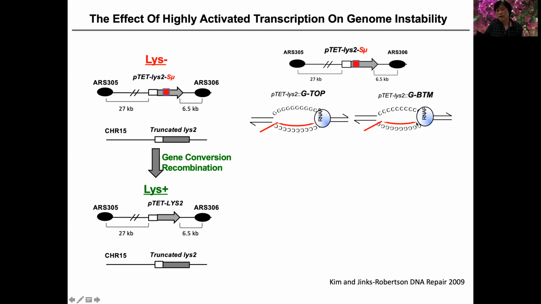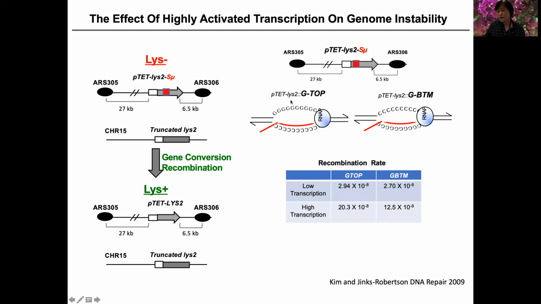So in G-top, the guanine bases are free to interact with each other to form the G-tetrad that can lead to formation of G4. So if G4 DNA leads to recombination, then we would expect the G-top to be more prone to recombination, especially if it's transcribed. And that is true, as shown in the recombination rate we measured.